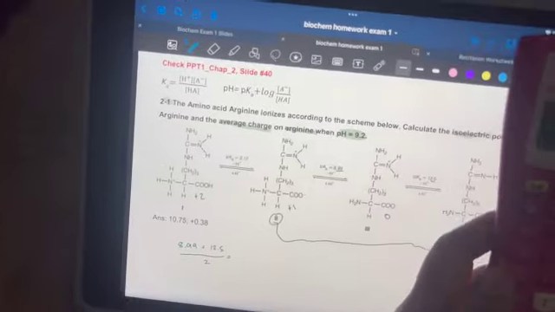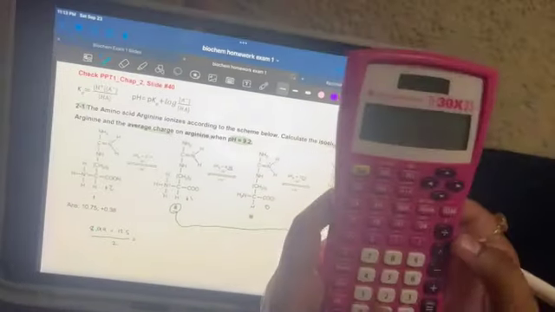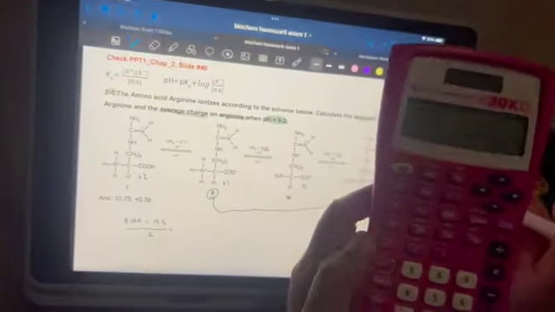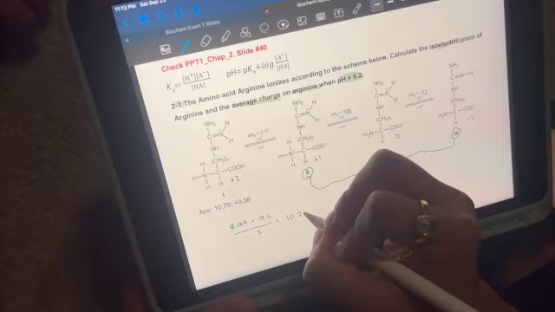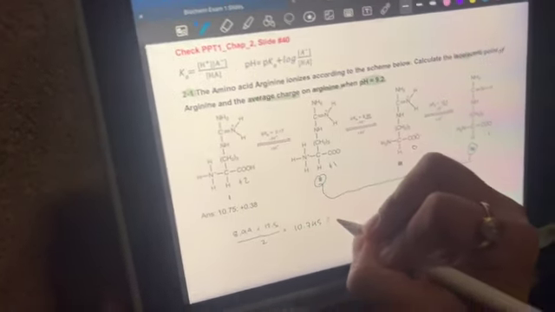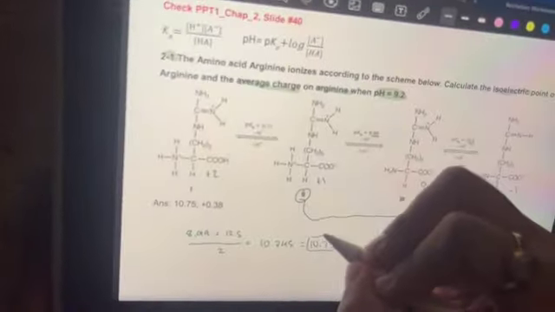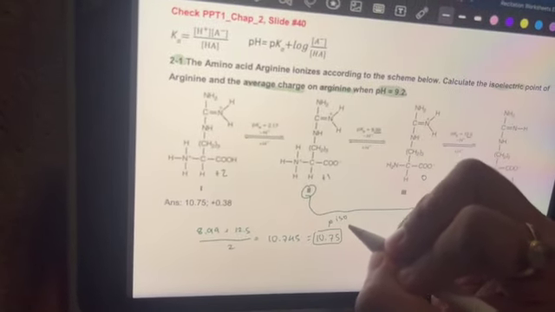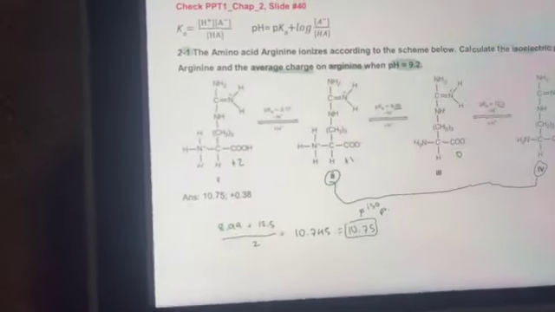So when we calculate that, we get 10.745, which is also 10.75. And this is going to be our isoelectric point. Now, we're going to solve for the average charge.